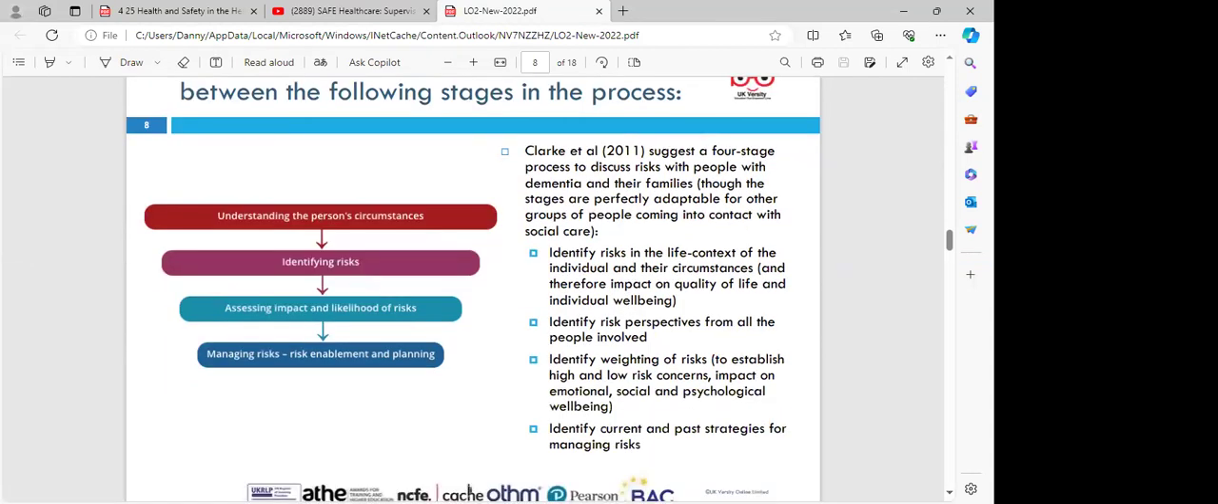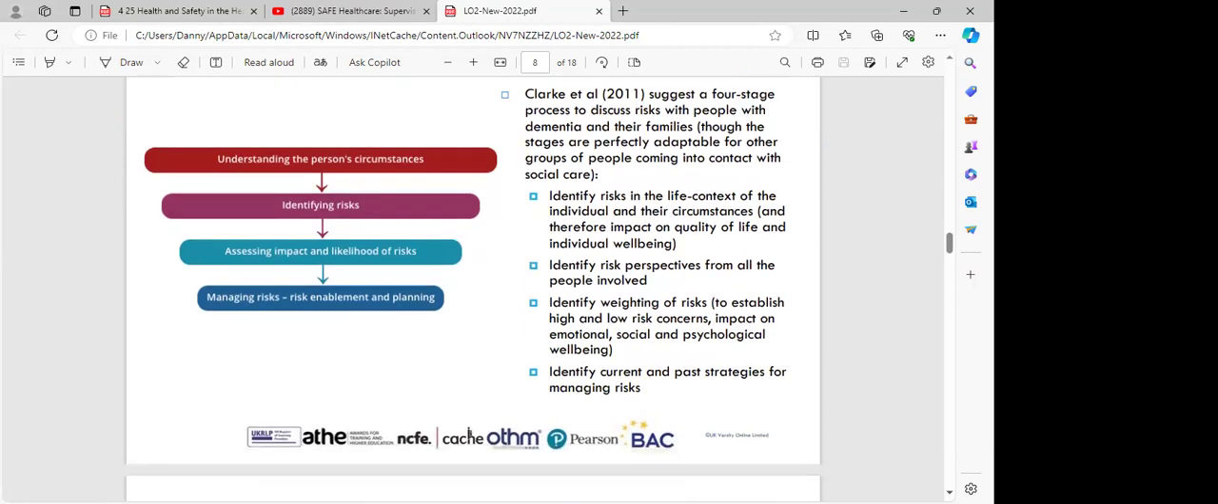So it was said that Clark and R 2011 suggests a 4-stage process to discuss risks with people with dementia and their families. The studies are perfectly adaptable to other groups of people who come into contact with social care. So we have to understand the person's circumstances. We have to identify the risks. We have to assess the impact and the likelihood of the risk occurring, and then we have to manage the risk, which is very important.